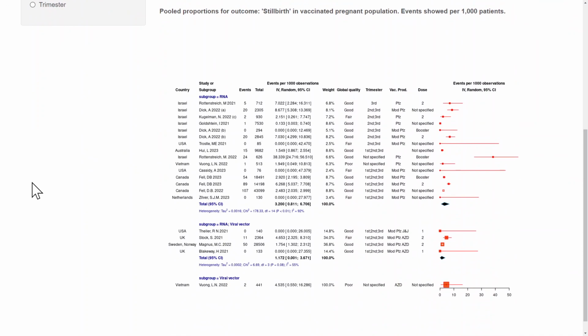The information is presented using a type of graph referred to as a forest plot. Each row represents a different study. Information about each study's details is provided on the left side of the plot, including the country in which it was conducted, the total number of vaccinated women, and the number and percentage of stillbirths that occurred. Across the studies shown here, the rate of stillbirths ranged from 0 to 40 per 1,000 pregnancies, or 0 to 4%, although most estimates were at the lower end of this range.